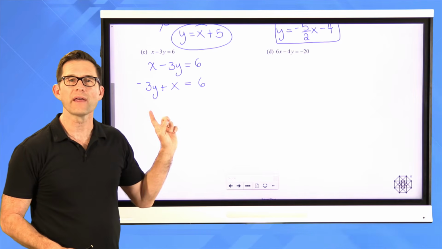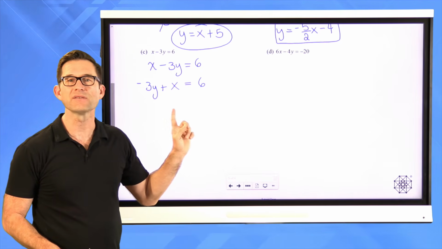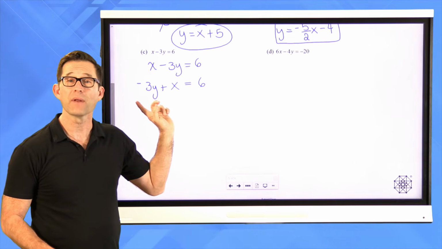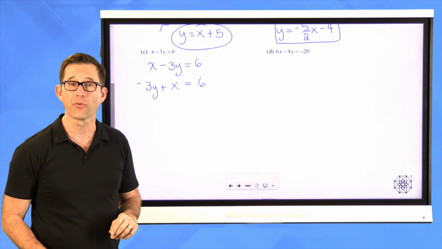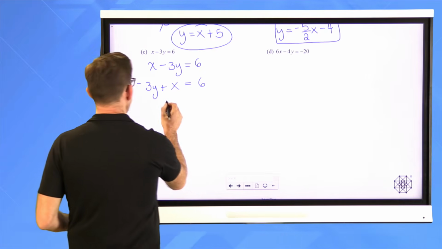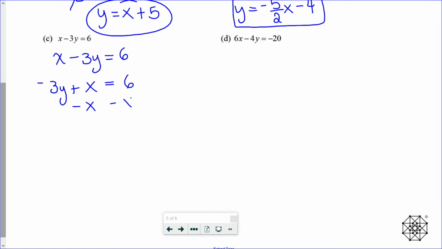But I really like looking at it like this because now I can easily say, look, what I'm going to have to do is subtract an x from both sides, and then I'm going to have to divide both sides by a negative 3, right? I got to do that to isolate the y. So let's get rid of that x first. I'm going to subtract an x from both sides.